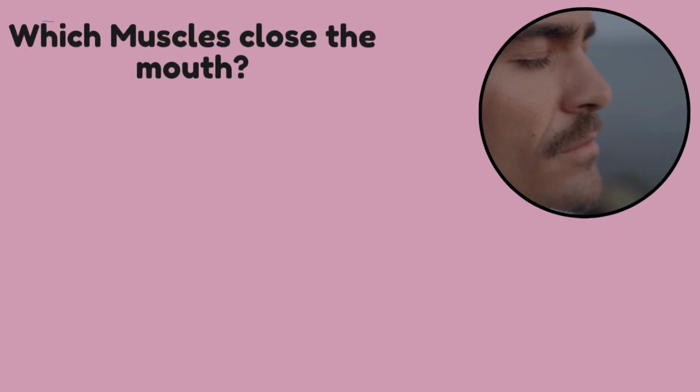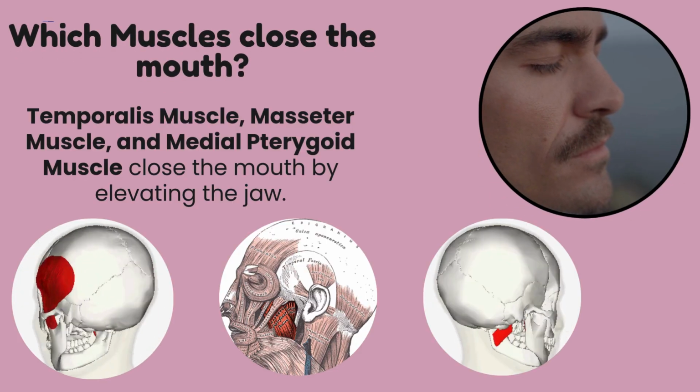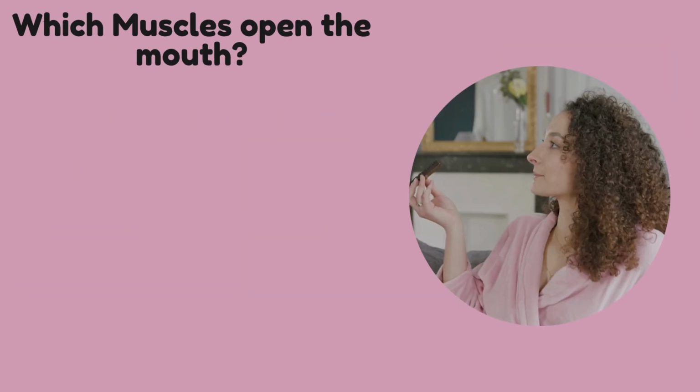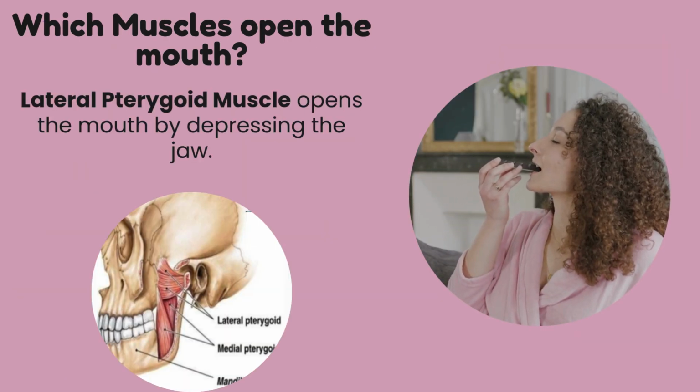Which muscles close the mouth? Temporalis muscle, masseter muscle, and medial pterygoid muscle close the mouth by elevating the jaw. Which muscles open the mouth? Lateral pterygoid muscle opens the mouth by depressing the jaw.